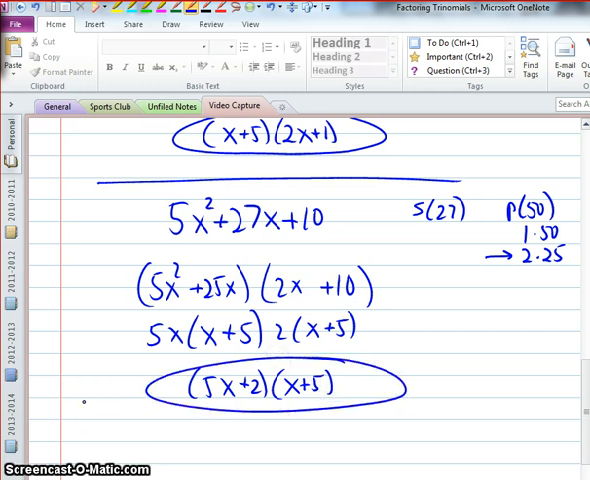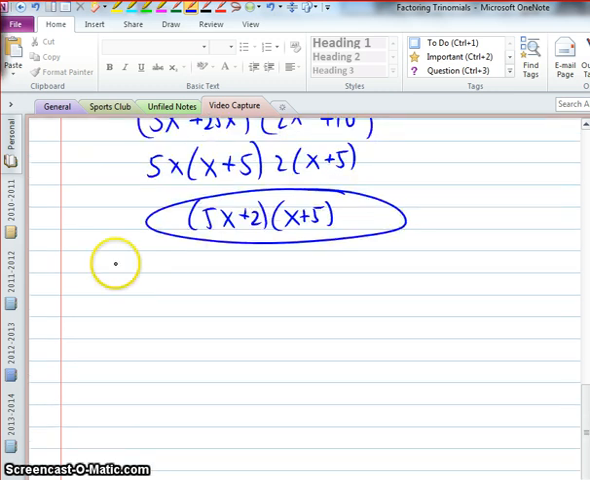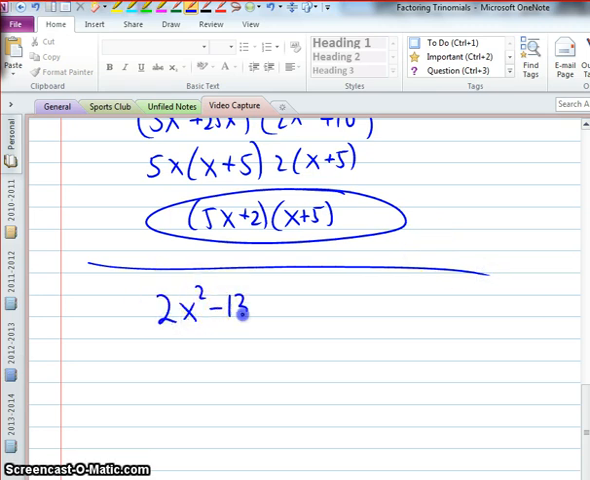Now, in every one of those examples, all the terms were positive. So let me show you an example where the middle term, the linear term, is negative. Doesn't change things a whole lot. Like any other problem, lead coefficient here, last term constant here. The question is how are we going to divide up negative 13?